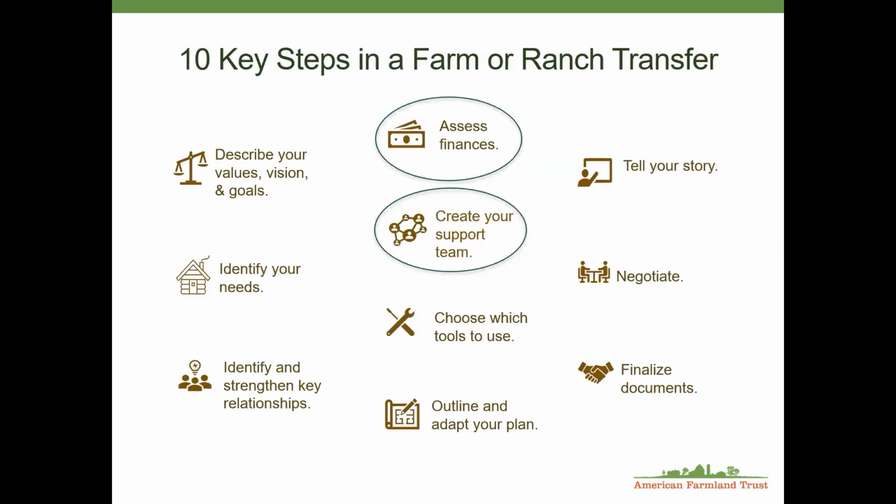There are a series of steps in a farm or ranch transfer process. We have broken it down into 10 steps. You will likely take most, if not all of them, but it is not a linear process. So while a certain amount of order makes sense, you will likely find you move forward and back several times before you are done.